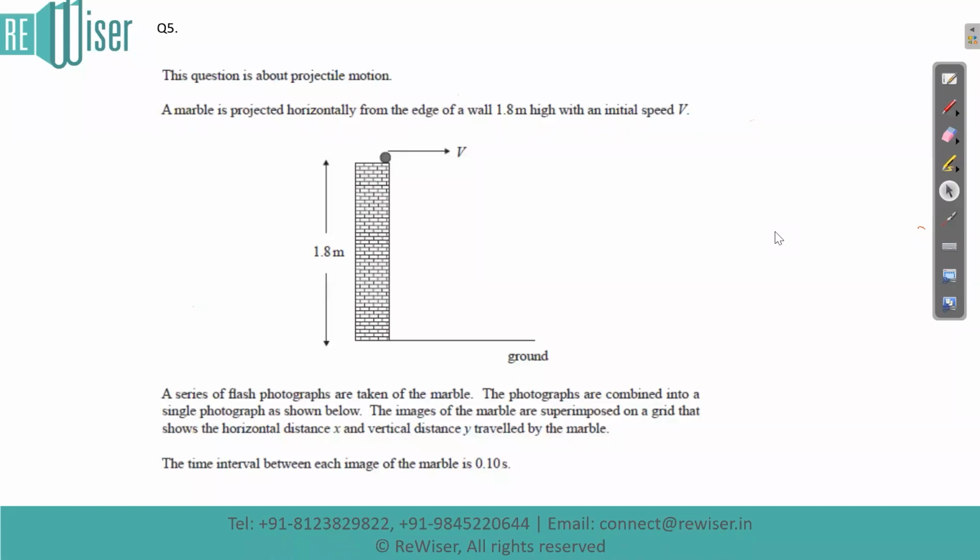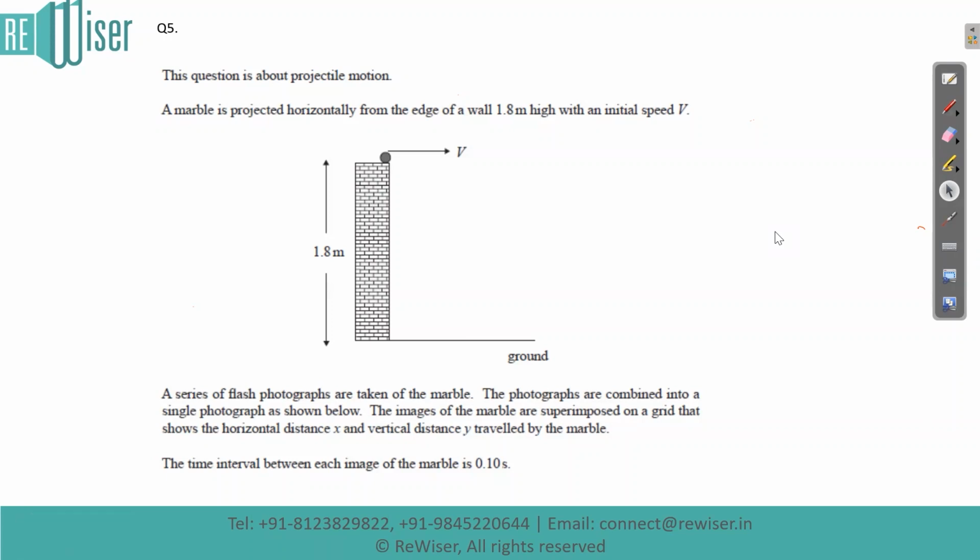Now in question 5, this question is about projectile motion. A marble is projected horizontally from the edge of a wall of 1.8 meter height with the initial velocity v. As you can see, initial velocity is v, height 1.8 meters. A series of flash photographs are taken of the marble. The photographs are combined into a single photograph as shown below.